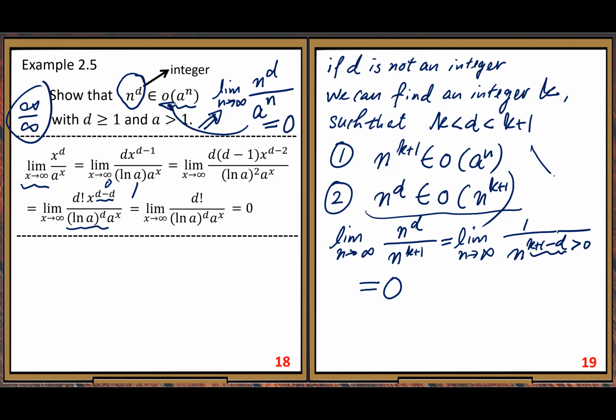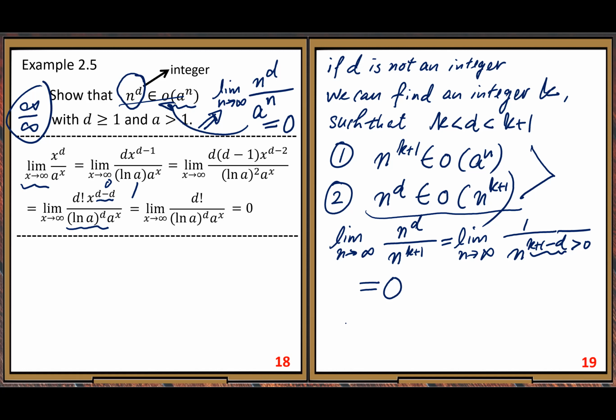Can you combine these two to get n to the d in big O of a to the n? Yes. n to the d compared with n to the k plus 1 is in big O, and n to the k plus 1 compared with the exponential function is another big O, little o. So compared with the larger a to the n, it's even smaller, right?